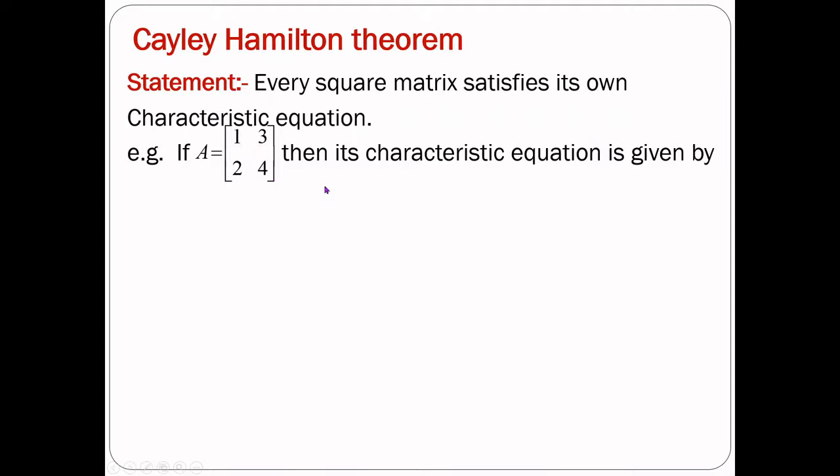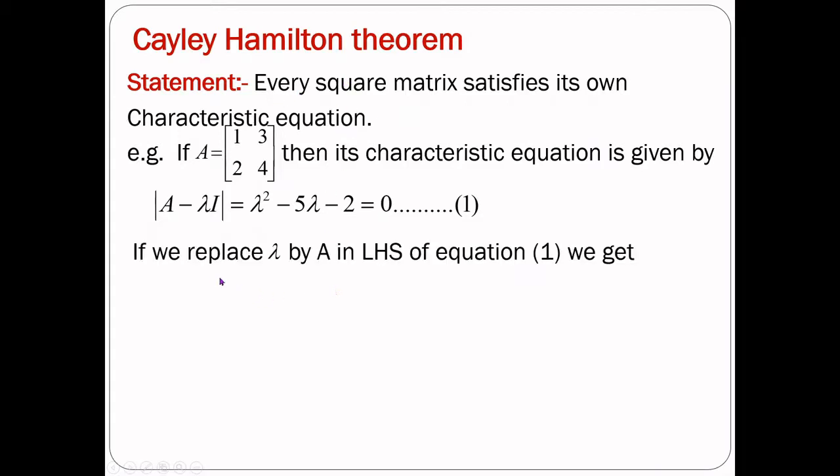Then its characteristic equation is given by lambda square minus the sum of the diagonal elements, that is 5 lambda, plus the determinant of A. But here the determinant is 4 minus 6, that is minus 2, equal to 0. So this is the characteristic equation. Now we will check whether it holds the Cayley-Hamilton theorem or not.